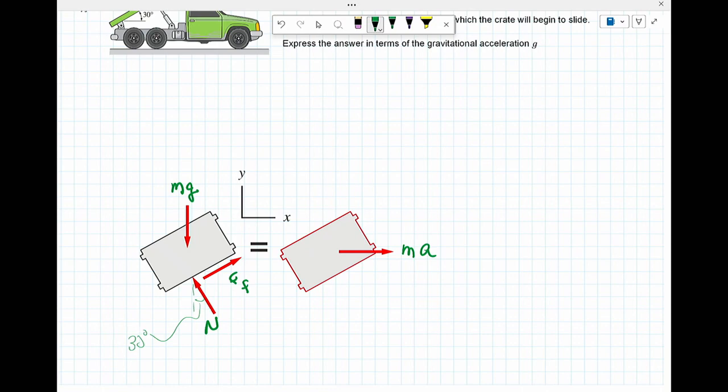So the geometries get a lot easier here. I'm taking x and y, where x is positive to the right, and up for y. Weight is acting down, I've got the normal force, I've got the force of friction, I've got mass times acceleration, everything is there.